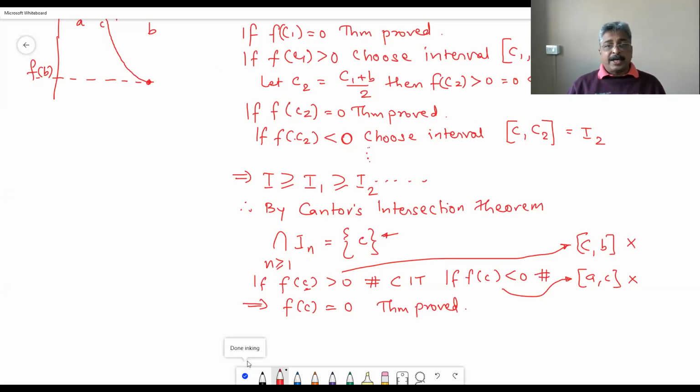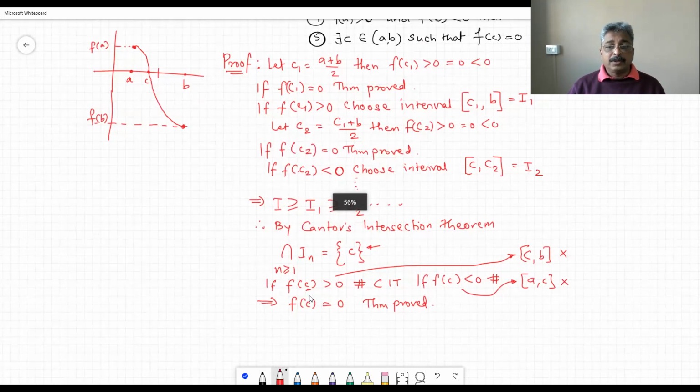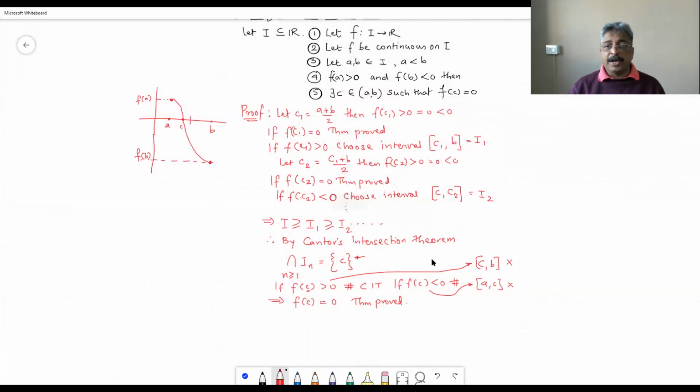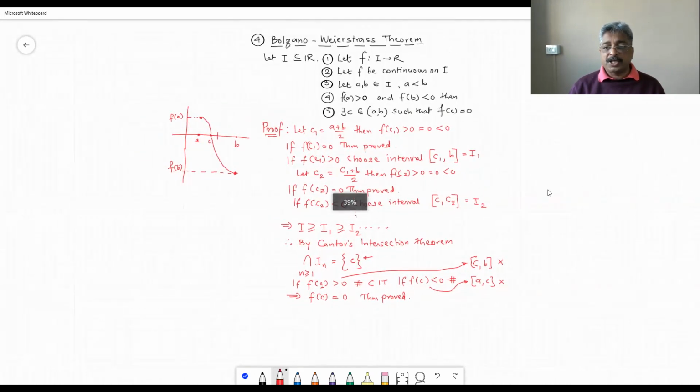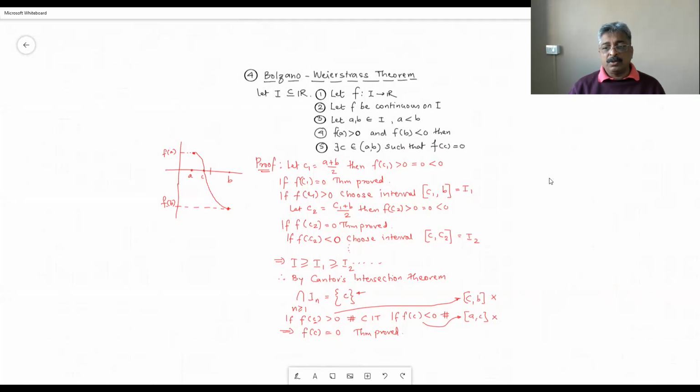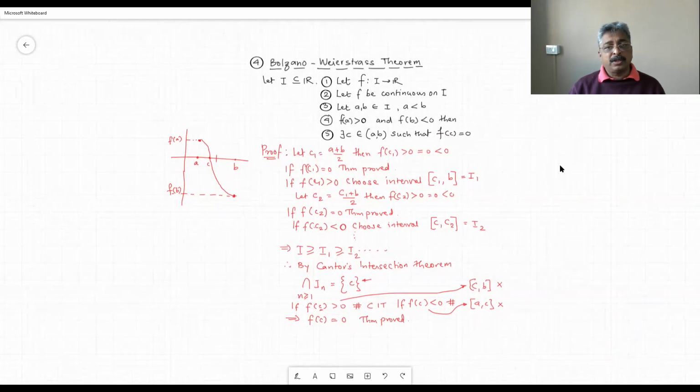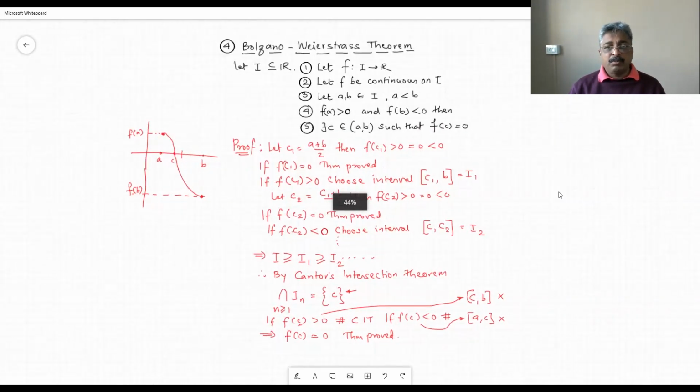Sir, can you once show the whole screen? Yes. Thank you, sir. Good idea. This is Bolzano-Weierstrass. I mean, nothing great about it, but only greatness of these people is they were born much before us.